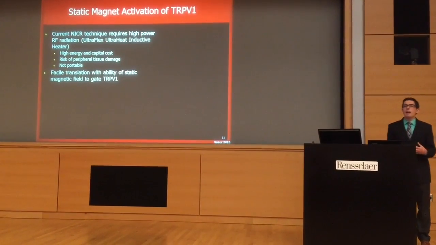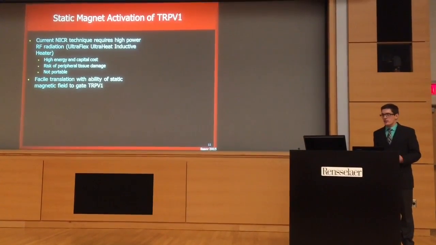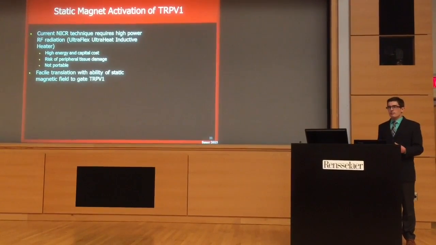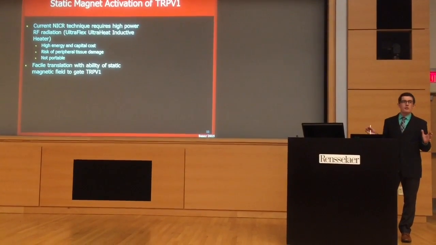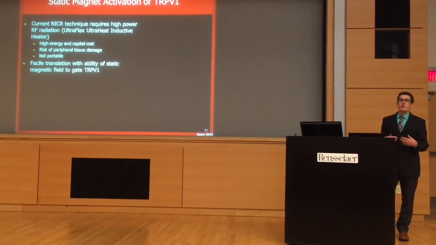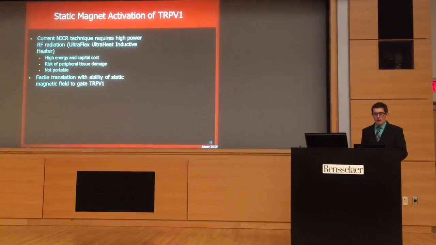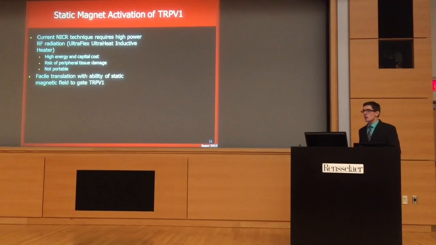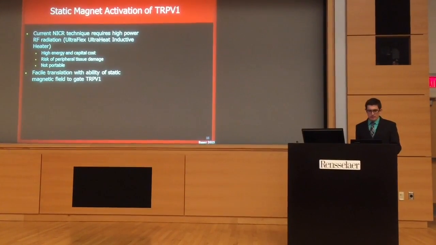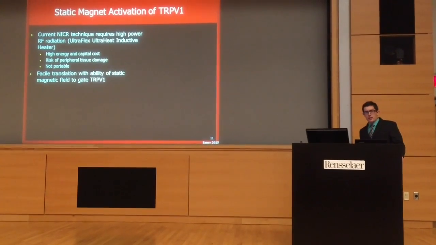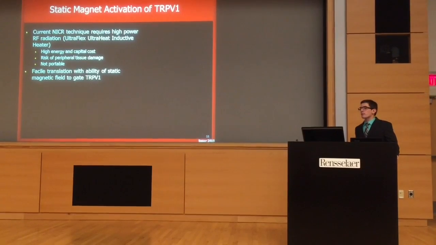So why use a static magnet to activate TRPV1? The current technique requires high-power RF radiation by using an inductive heater. Inductive heaters are large coils with huge power demands that are usually used for heating metal parts for welding and that sort of thing. High energy and capital cost, risk of peripheral tissue damage through non-specific heating, and it's not portable. This thing weighs over 100 pounds. So in order to have facile translation of this technology, the ability to actuate TRPV1 with a static magnet is paramount.